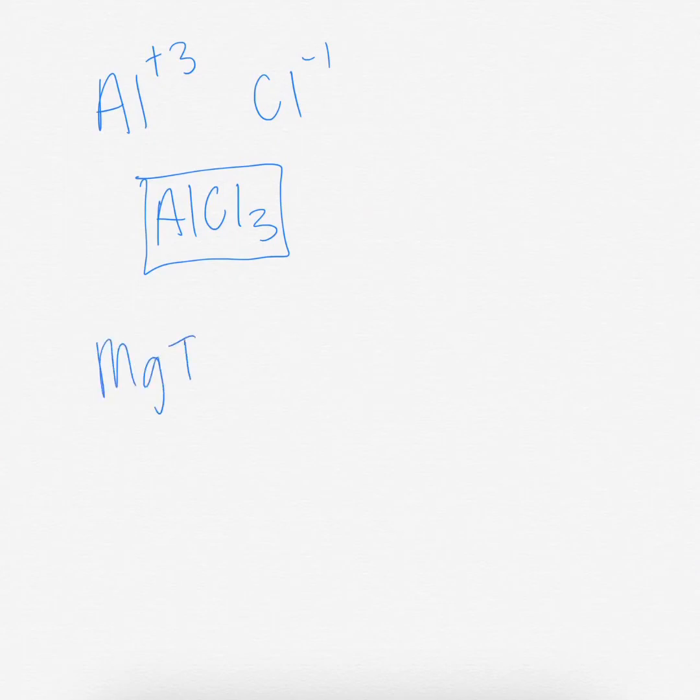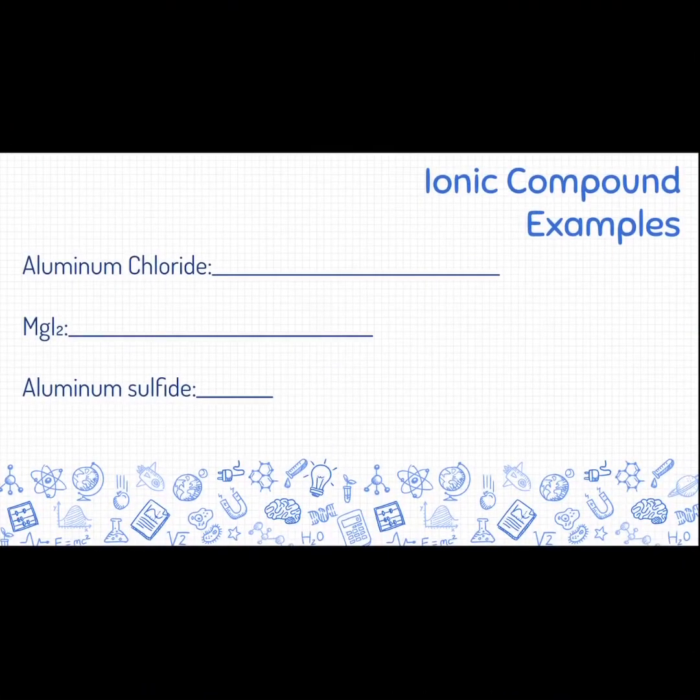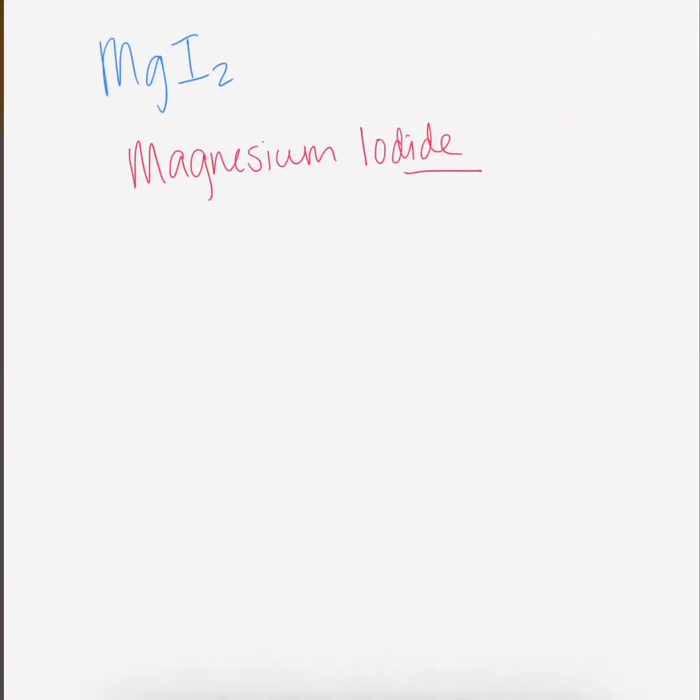The next one says MgI2. So it gave me the formula and I need to figure out what the name is. So all you have to do is name whatever that metal is, magnesium. And then we're going to say the name of the nonmetal, which this one is iodine. But our rules say we just take the ending off and add IDE. So iodide, magnesium iodide.